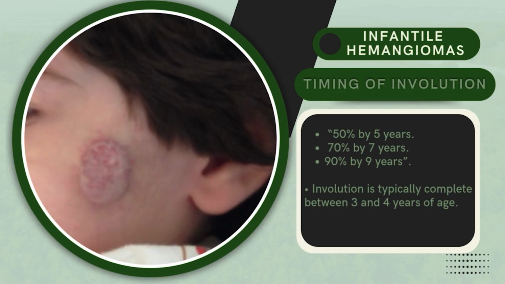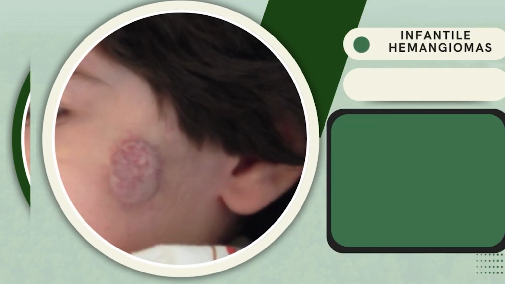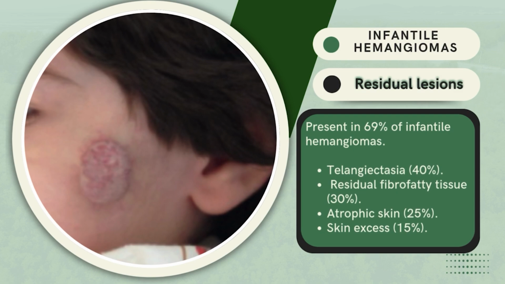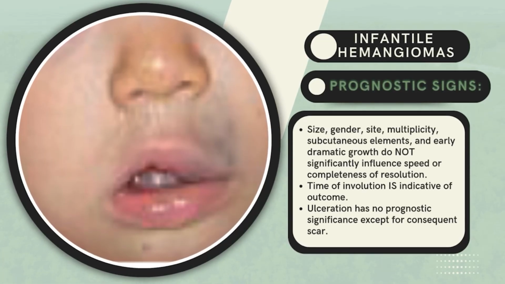Residual lesions are common, found in 69% of cases, and can include visible blood vessels, telangiectasia, fatty tissue, thin skin, or excess skin. Prognostic signs: factors like size, gender, site, number of hemangiomas, and subcutaneous elements do not affect the speed or completeness of resolution. The time of involution is indicative of the outcome, and ulceration does not impact the final result beyond potential scarring.